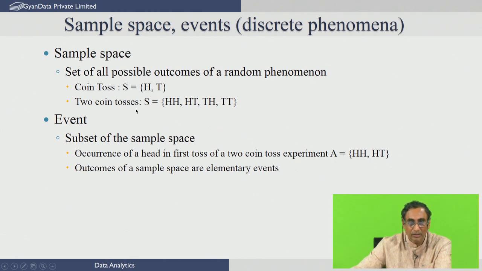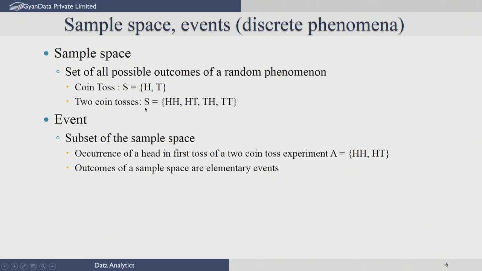On the other hand, if you are having two successive coin tosses, then there can be 4 possible outcomes. Either you might get a head in the first toss followed by a head in the second toss, or a head in the first toss followed by a tail, and so on. So, these are the 4 possible outcomes denoted by the symbols HH, HT, TH and TT, and that constitutes what we call the sample space, the set of all possible outcomes.